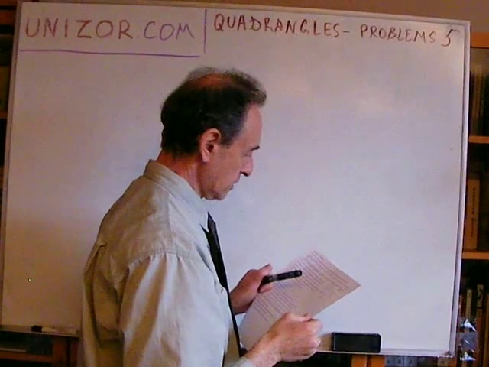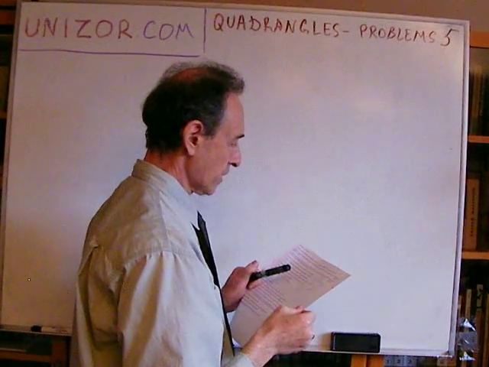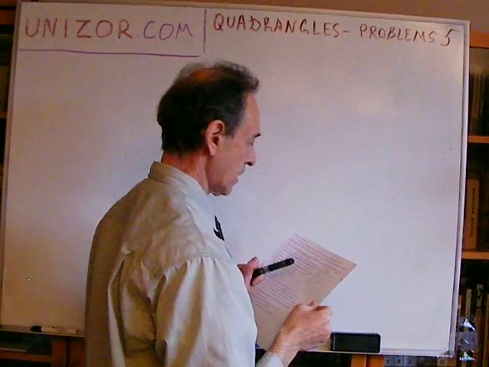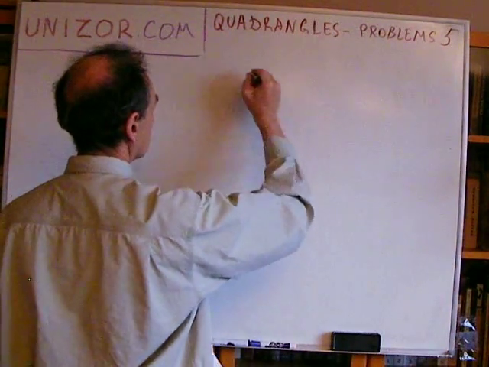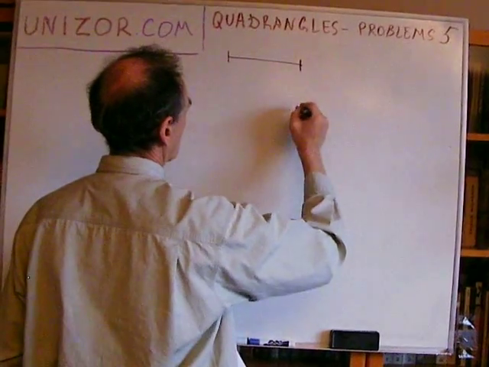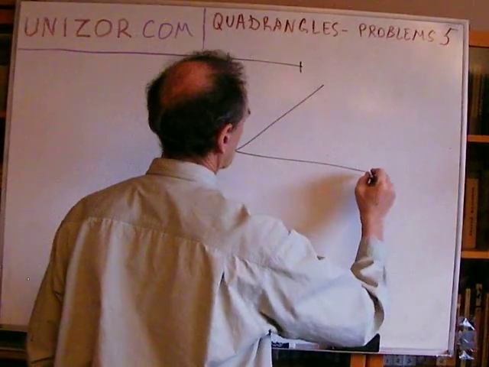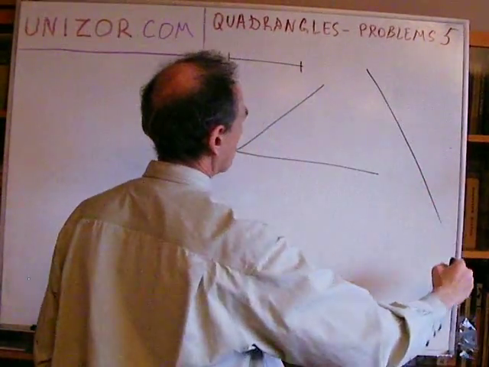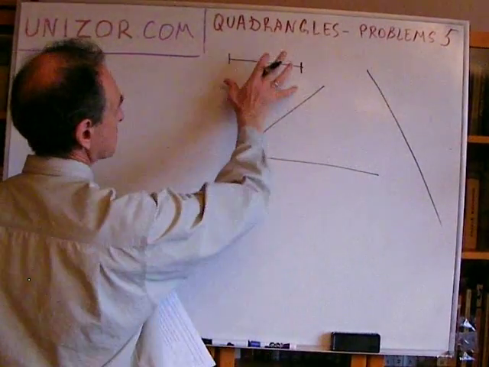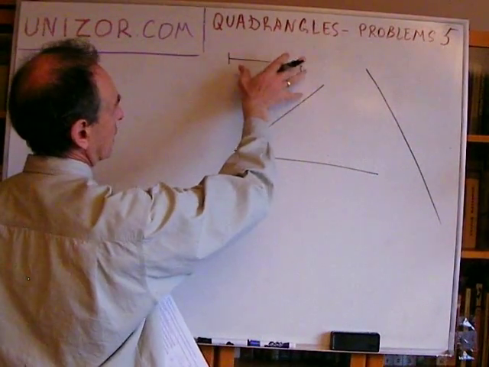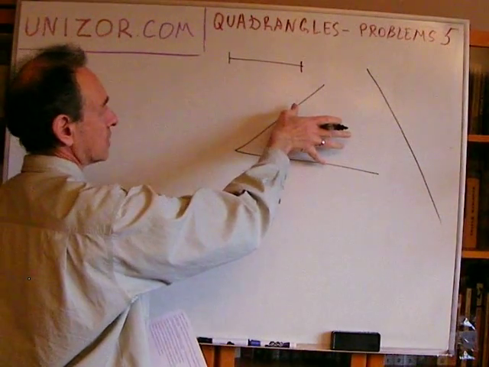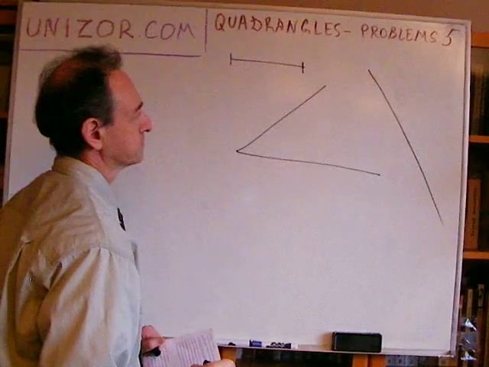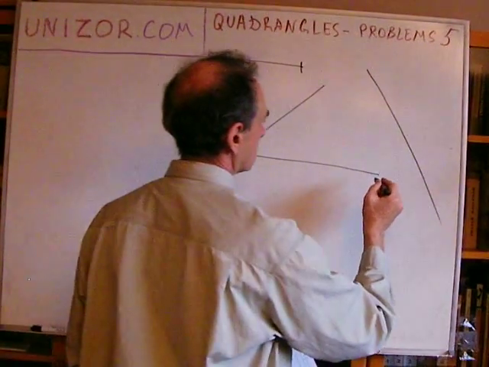Position a given segment between the rays that form a given angle parallel to a given straight line that intersects both legs. So again, you have a segment, you have an angle, and you have some kind of a straight line. So you have to position this segment again between these two legs of the angle, but it should be parallel to this gap. Well, how can we do it?